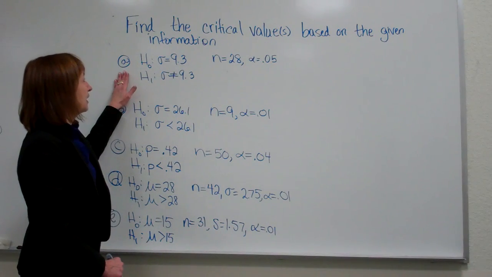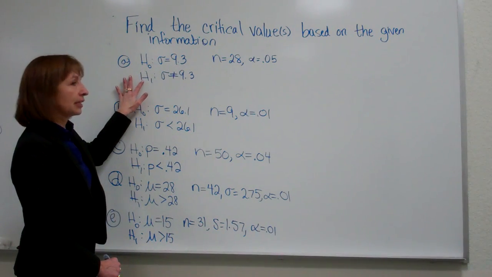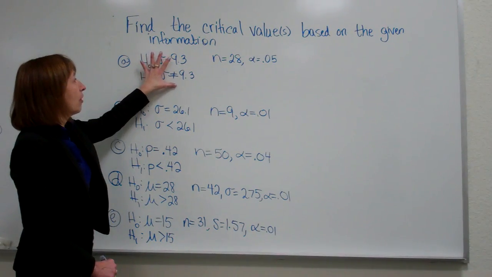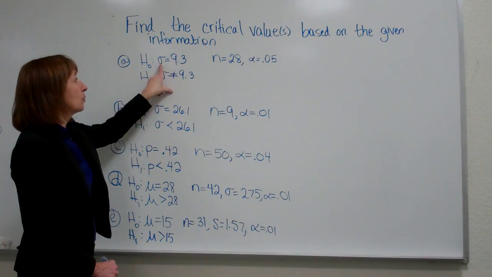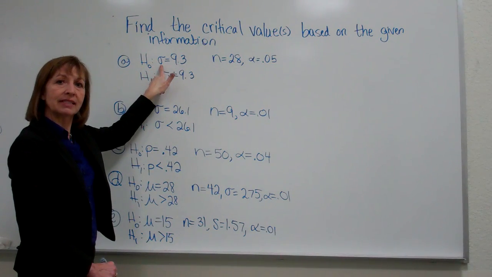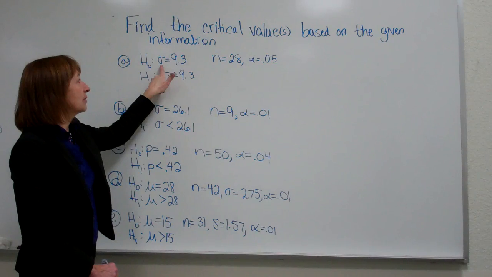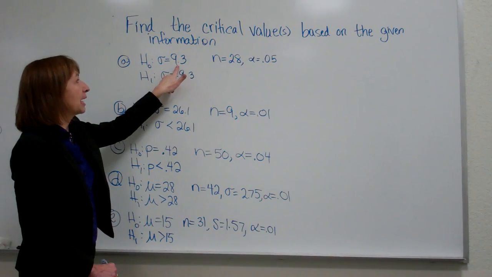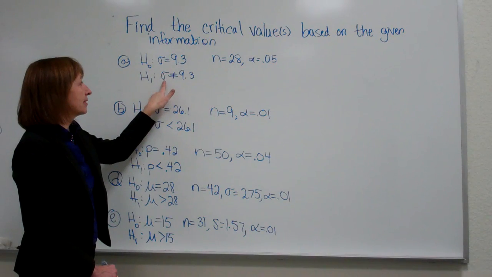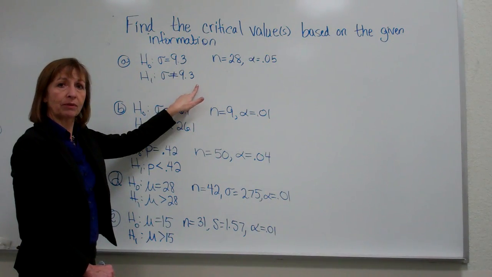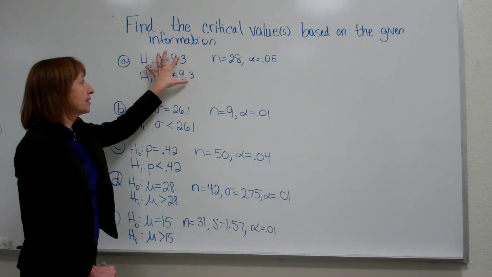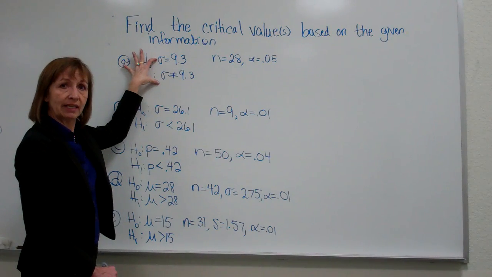The first one is where we have a null and alternate hypothesis, where involved in the hypothesis testing, we have the population standard deviation. So we have sigma equal to 9.3 as our null hypothesis, and our alternate hypothesis is that sigma is different than 9.3. So this is a hypothesis test concerning the standard deviation.